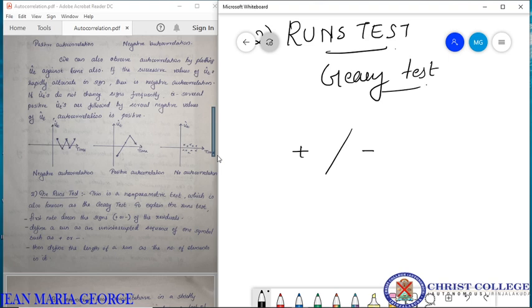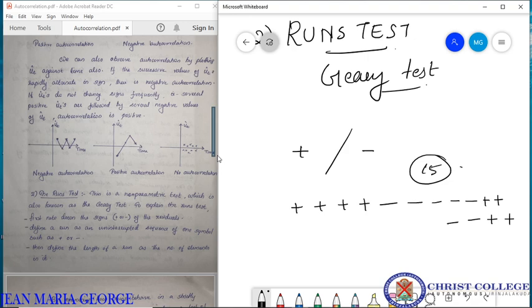Consider an example. We have 15 residual terms. The first residual term is positive, second positive, third positive, fourth positive, fifth negative, sixth negative, seventh negative, eighth negative, ninth negative, tenth positive, eleventh positive, twelfth negative, thirteenth negative, fourteenth positive, fifteenth positive. We have noted all the residual terms with respect to the sign.